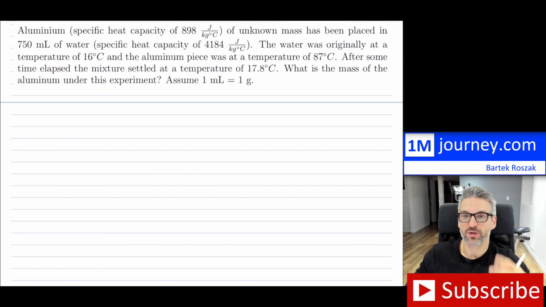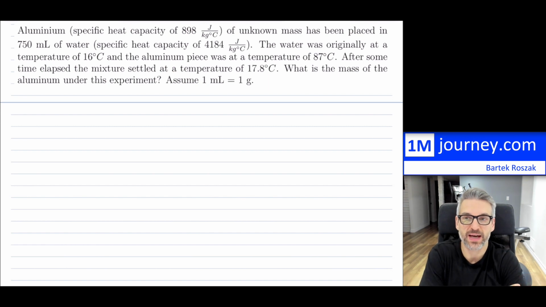Let's jump into 4 examples related to thermal energy and changes in matter. There's going to be a couple of examples related to specific heat capacity and then latent heat as well. All right, so let's take a look.